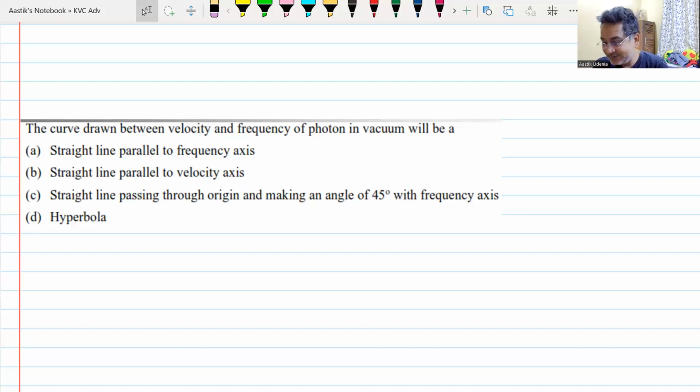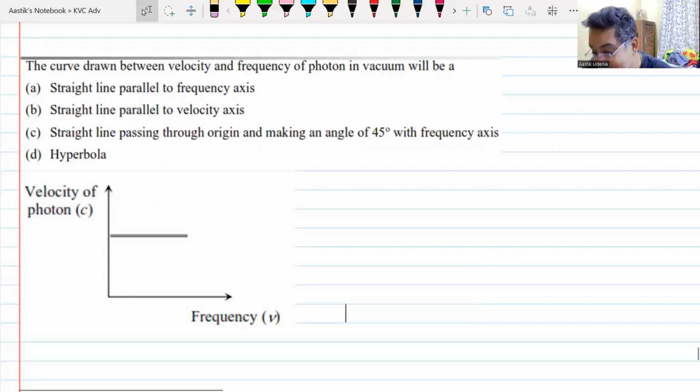Now we read the question again and get the answer. The curve drawn between velocity and frequency of photon in vacuum will be. Option A, straight line parallel to frequency axis. See, God exists. I always start believing that God does not exist. But then I get fabulous answers that make me realize that God exists. And God has made the speed of light constant in vacuum, my dear friends, and therefore it is a straight line.